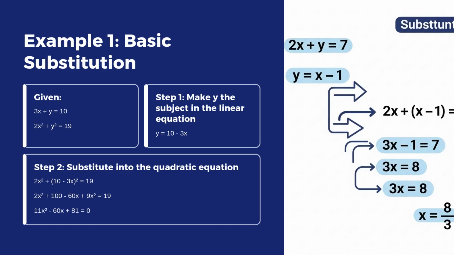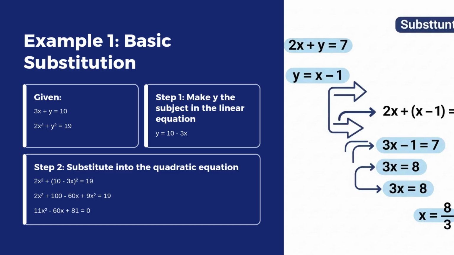Now expand the bracket. Open bracket 10 minus 3x close bracket squared equals 100 minus 60x plus 9x squared. This results from squaring the binomial using the expansion formula, so the equation becomes 2x squared plus 100 minus 60x plus 9x squared equals 19. This follows from replacing the squared bracket with its expanded form.